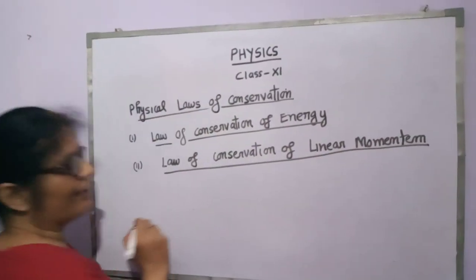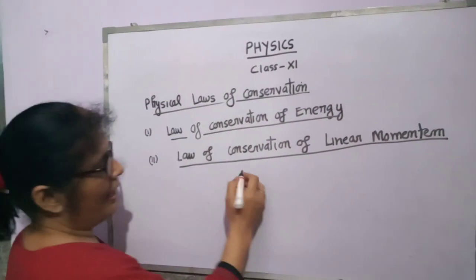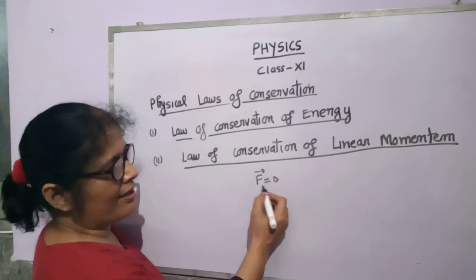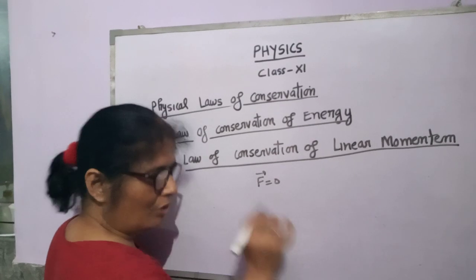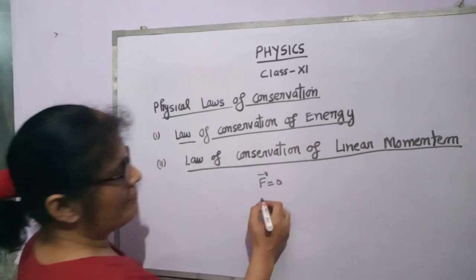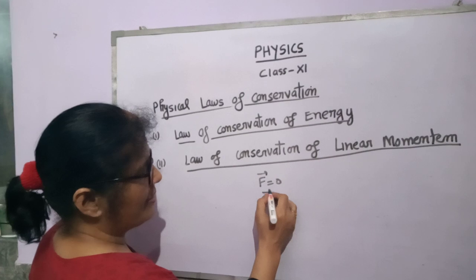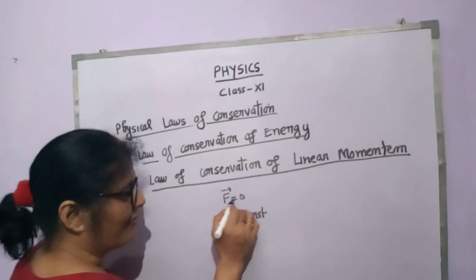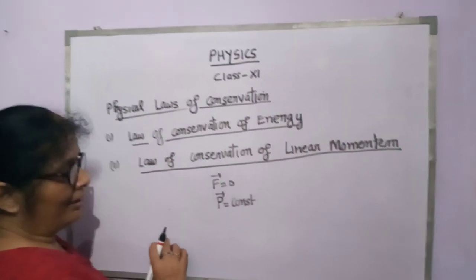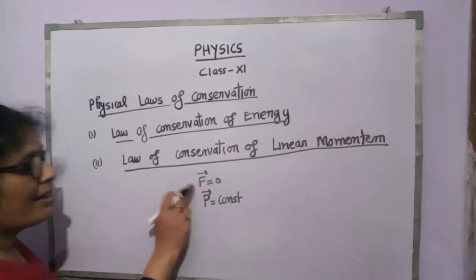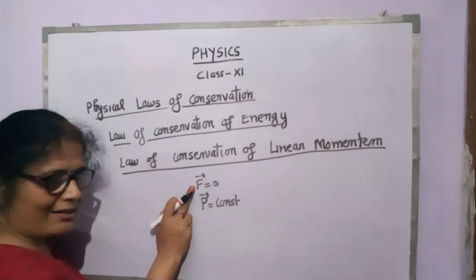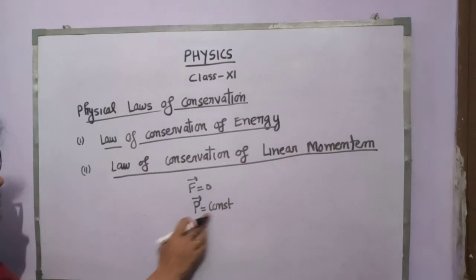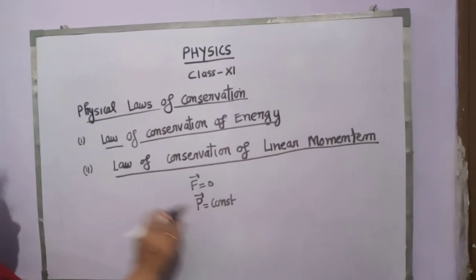In short, I am writing here, if no external force acts on a system, that means F is equal to 0, the total linear momentum of the system remains conserved. That means P is equal to constant. The condition is that F is equal to 0. Another form you can also say, for an isolated system, if no force acts on the system, the total linear momentum of the system remains constant.